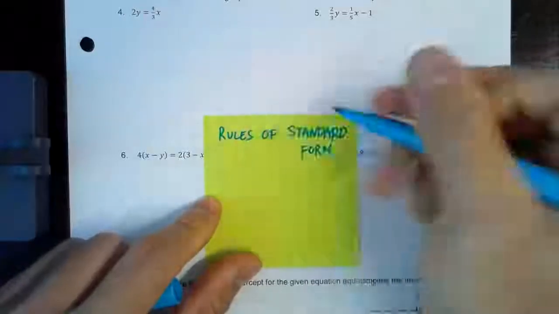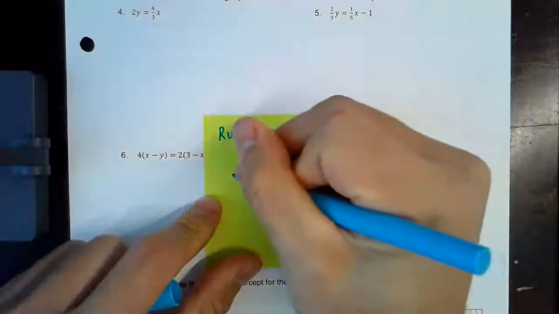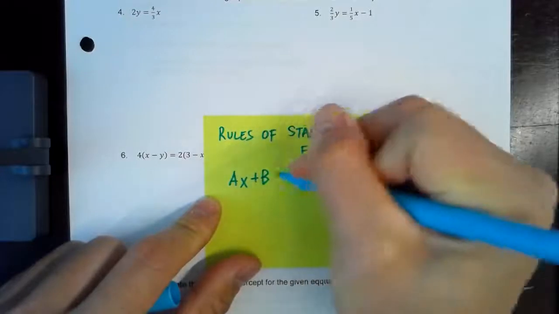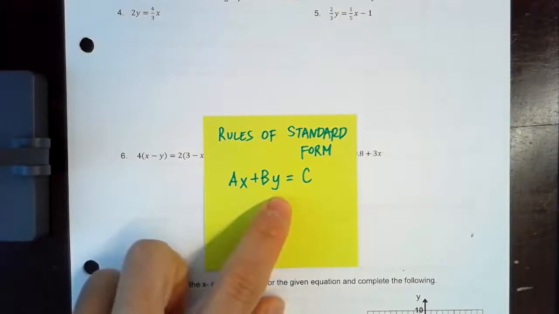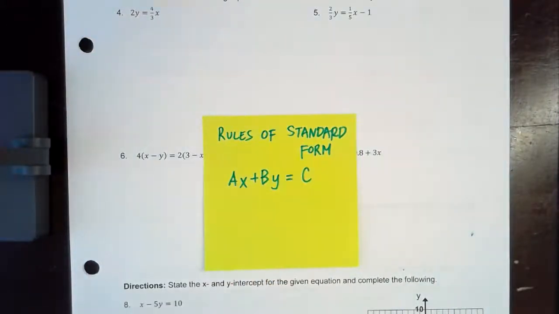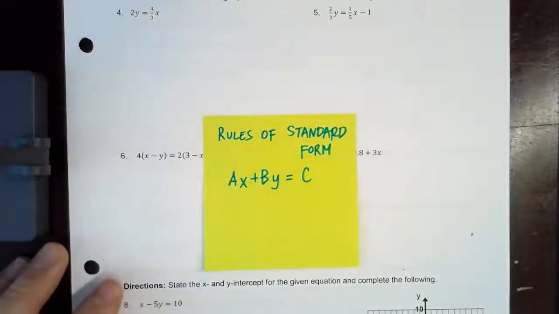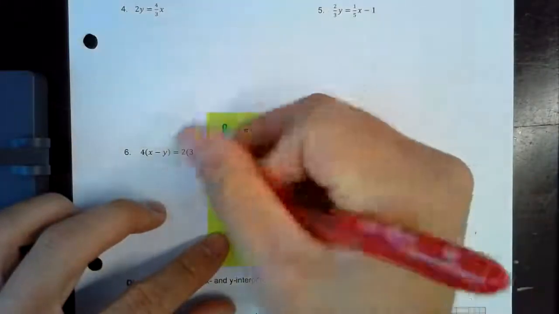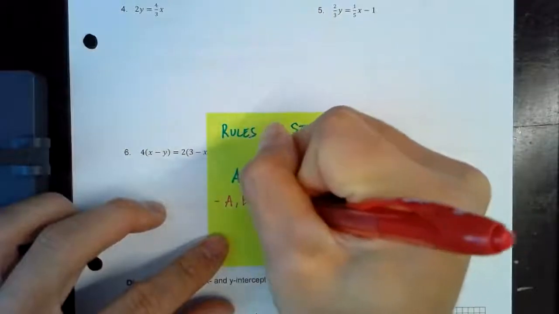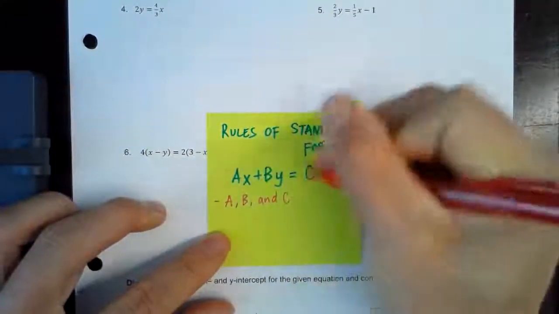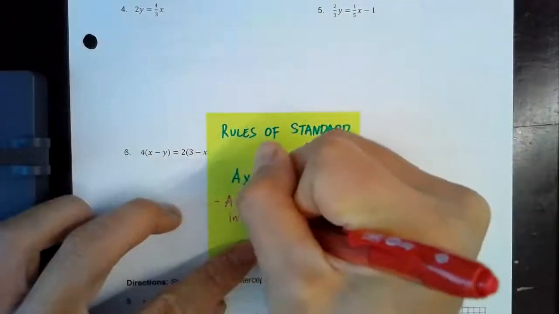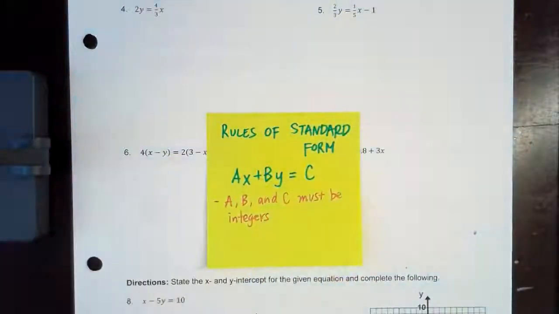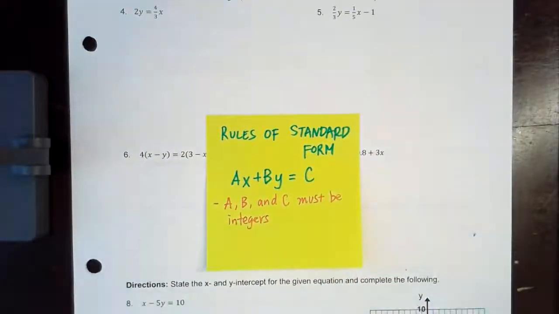Obviously, first of all, the way that the official form is written is ax plus by is equal to c. Notice how the x is always before the y because alphabetically x is before y, right? So first, let's go ahead and write that a, b, and c must be integers. Okay, you can't have fractions in standard form. A, b, and c must be integers.